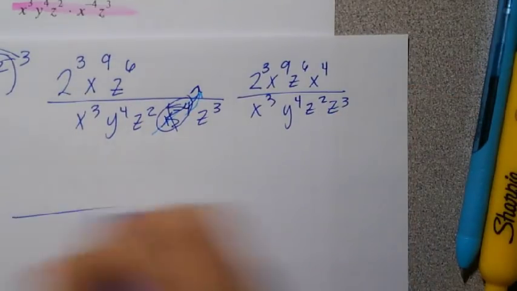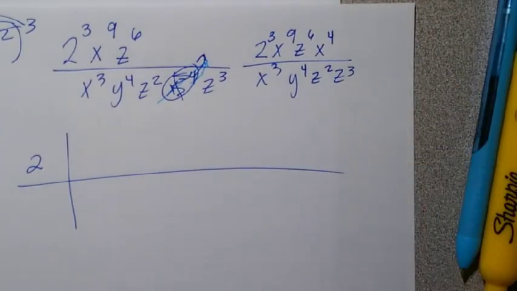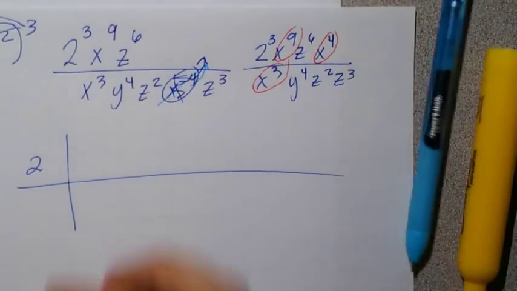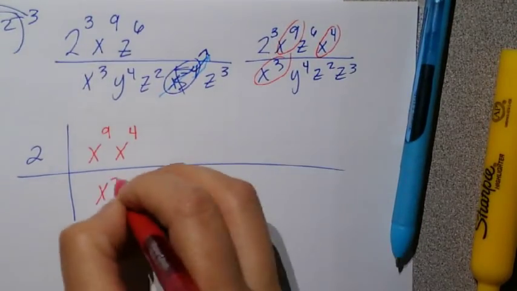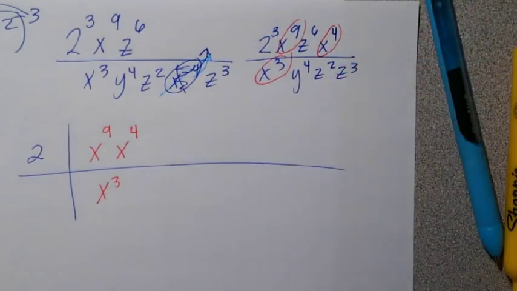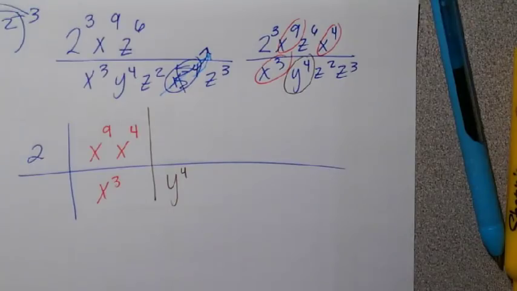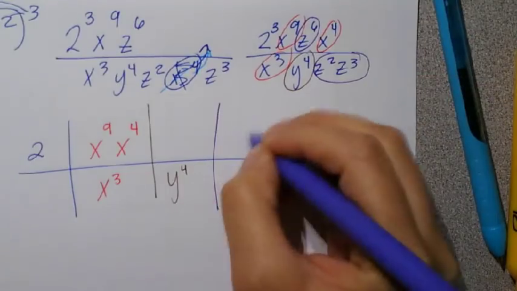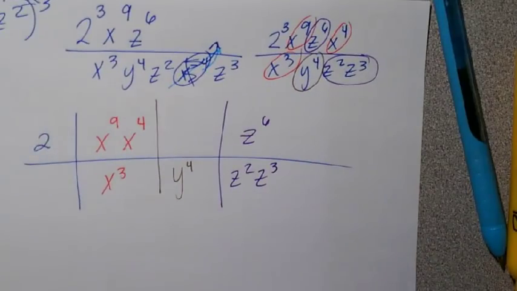Now I'm going to rearrange. I only have that one number, the 2, so the 2's there. The x's, okay, I have all of those x's. So I have x to the 9th, x to the 4th, and x to the 3rd is in the denominator. Okay, and then the y's, I only have one y, which is in the denominator, y to the 4th. And then I have the z's. So z to the 6th is in the numerator, and z squared and z to the 3rd in the denominator.